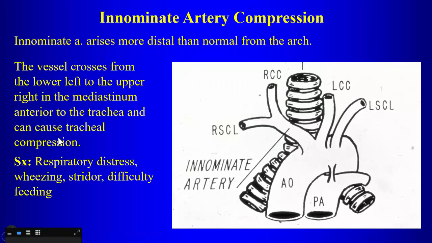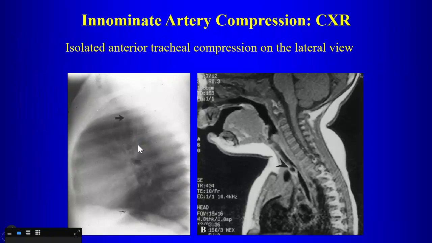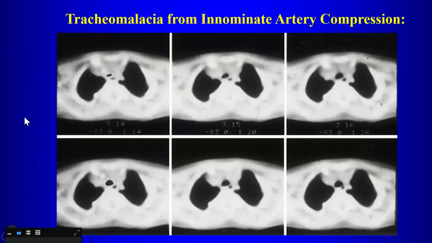Right, so this is innominate artery compression syndrome. This occurs from the innominate artery arising just a little bit more distal than normal, and so when it crosses over, it crosses anterior to the trachea, causing compression of the trachea. So this can cause respiratory distress, wheezing, stridor. So that's called innominate artery compression. The innominate artery starts out a little bit too far to the left, and when it crosses over, it compresses the trachea. All right, so that's innominate artery compression syndrome.